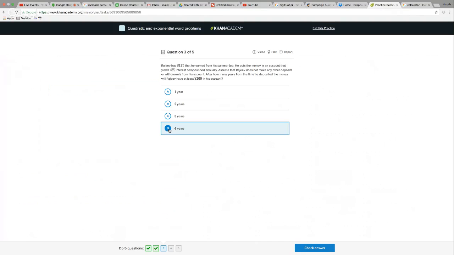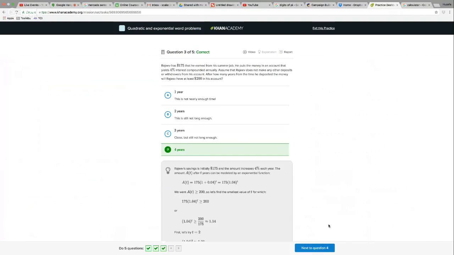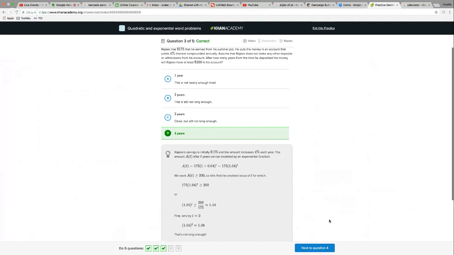Now, usually when you solve an exponential problem where you're solving for the exponent, you've got to use log. It's the only way to bring the exponent down and solve for it. That's a pretty high level problem. So let's make sure they solved it via log as well.